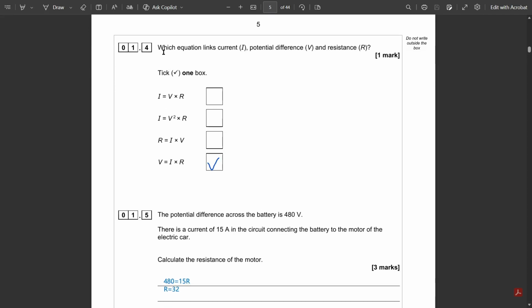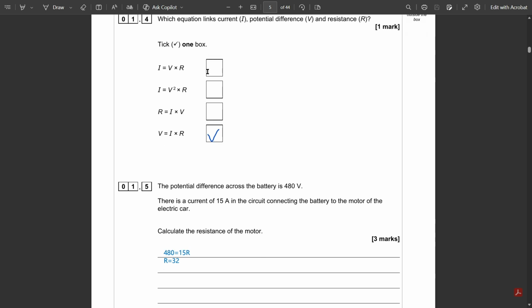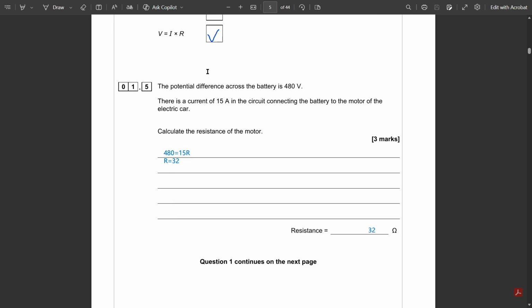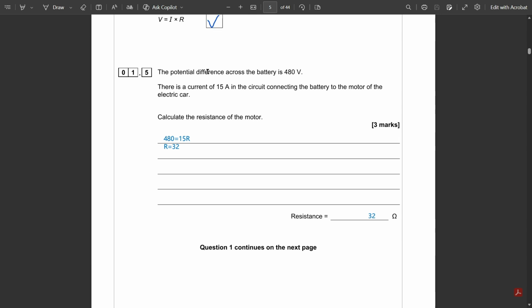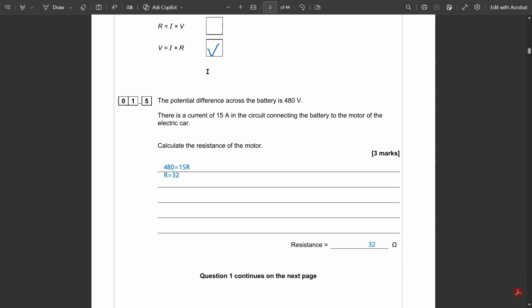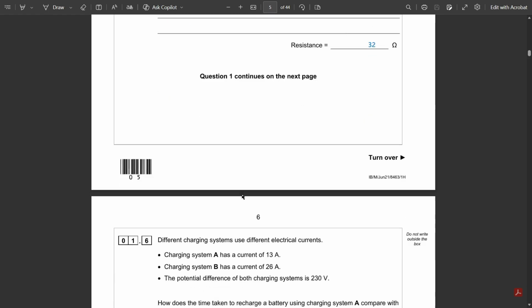Then for 1.4, it's another equation one: which equation links current, potential difference, and resistance? And that is that V equals IR. Then for question 1.5, the potential difference across the battery is 480 volts. There is a current of 15 amps in the circuit connecting the battery to the motor of the electric car, and we have to calculate the resistance of the motor. Once again, we plug voltage in, plug current in, rearrange for R, and we get an answer of 32 ohms.